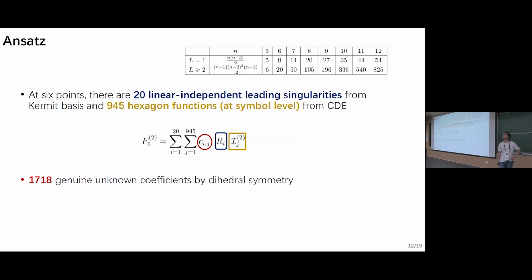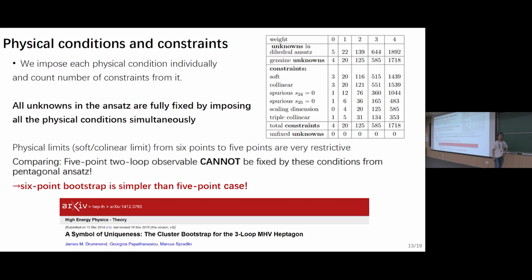So more details for this ansatz, you have 945 functions from the canonical differential equation, and in fact, you can count the number of independent linear combinations of these Kermit functions, and you get 20 in this 6.2 loop. So generally, your ansatz looks like this, but for this kind of coefficient, you have naively 20 times 945. But of course, this observable is some dihedral invariant thing. So finally, beginning with the dihedral ansatz, you have 17 and 18, these many unknown coefficients. Okay, and then you impose all the physical conditions this observable satisfies.